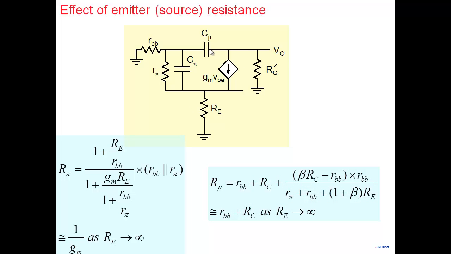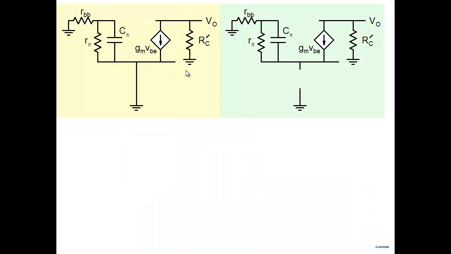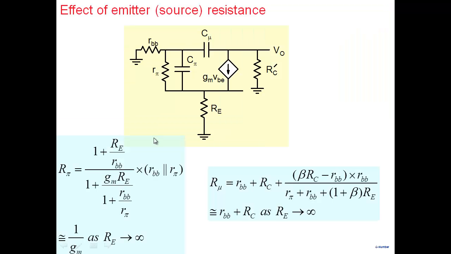Under this configuration, the C mu, when you put very large Re, sees the resistance RBB plus RC. There's no Miller's effect. There's not this thing here. So when you put large Re, both the resistances seen by C pi and C mu go down. This comparison will show you. So very large Re going to infinity means what? It's like an open circuit.